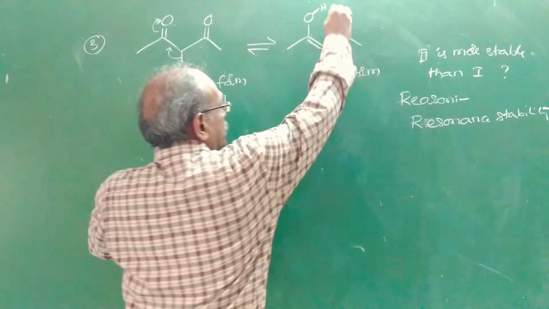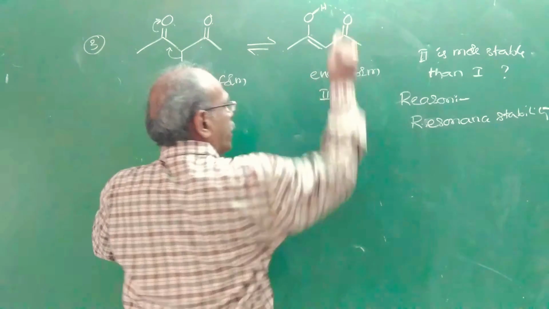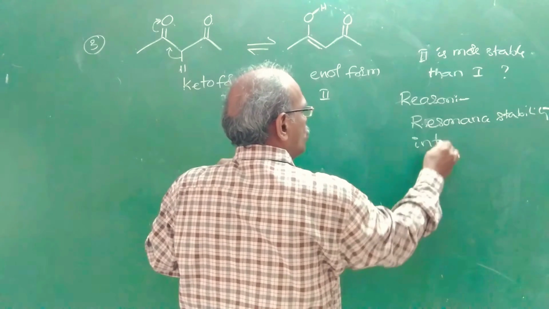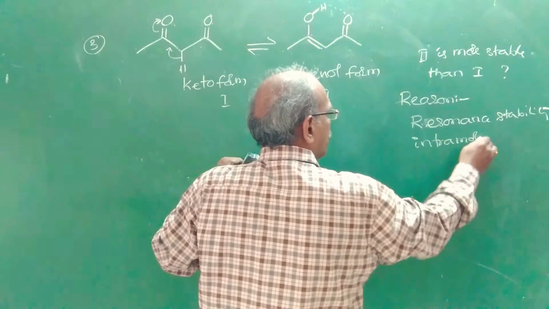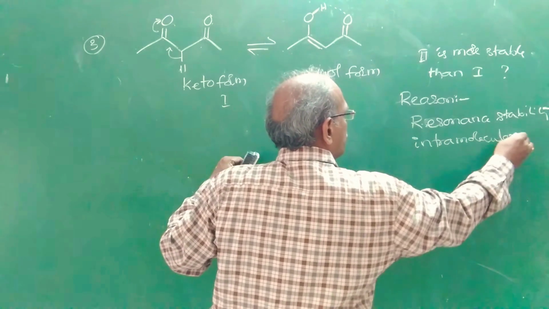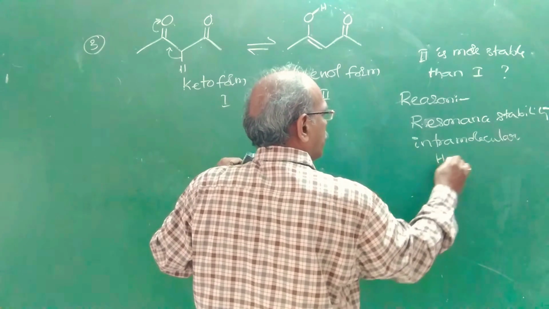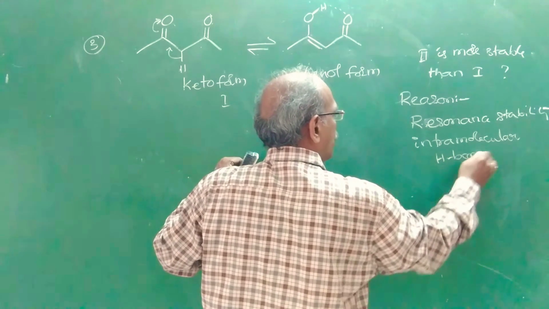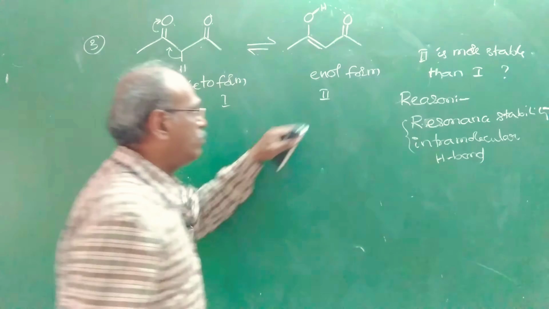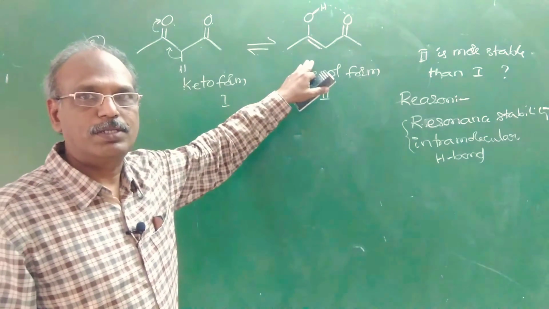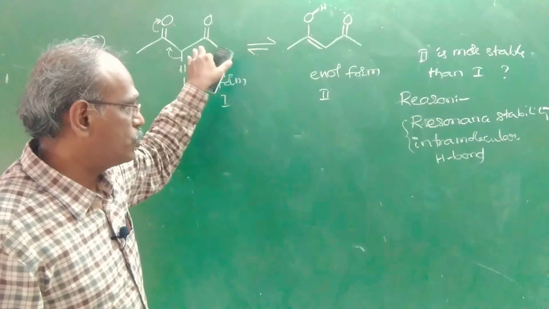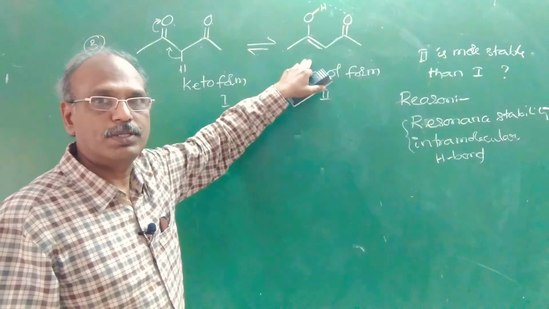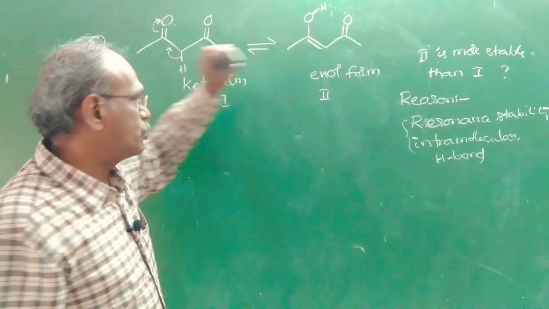Another one is intramolecular hydrogen bond. These two factors are responsible for the stability of the enol. In this mixture, it exists as about 76% when compared to the keto form. Okay, this is more stable.